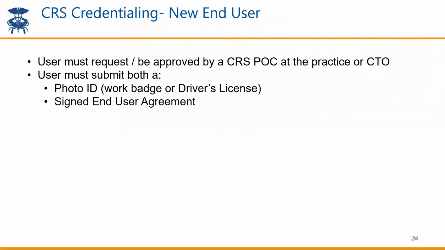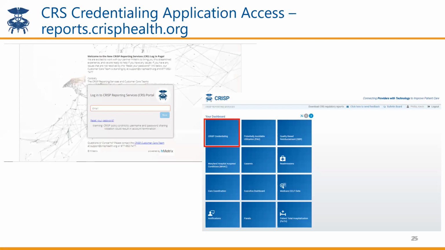If you don't know who your POC is at your practice, please email us at support, and we will let you know who that individual is and direct you in the right direction. So if you are a point of contact for a practice, you will see this additional card on your dashboard when you log into the CRS portal, and that is CRISP Credentialing, or our Log Once application.